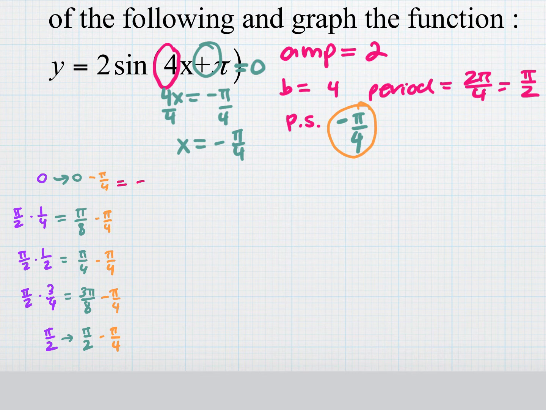So 0 minus pi over 4 is negative pi over 4, that first coordinate point. The first key point should always be your phase shift. This I've got to give a like denominator to, so this would be 2 pi over 8, minus pi over 8. This would be 0. A like denominator here again, 2 pi over 8, and this is pi over 8. A like denominator here, and this is pi over 4. So if it was a positive phase shift, I'd add it to each one. It was a negative phase shift, so I subtract it from each one.